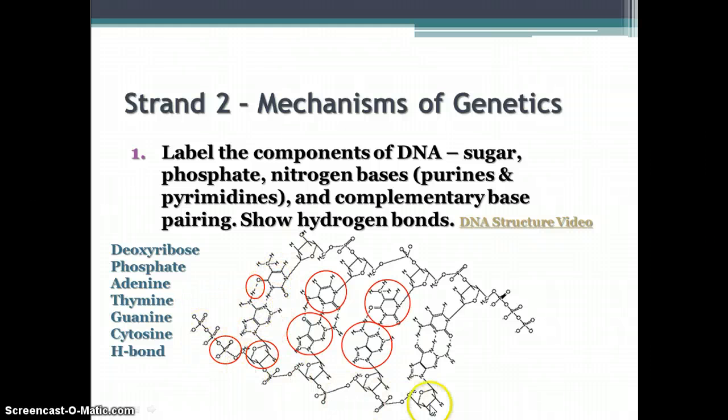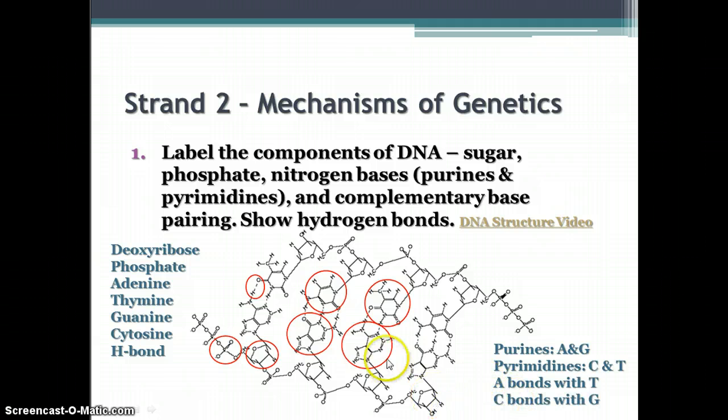So the sides of the ladder are made of the sugar phosphates, the rungs are made of the nitrogen bases that are paired together. The purines are adenine and guanine. Notice the purines have 2 ring structures, and the pyrimidines are cytosine and thymine, and so they have a single ring structure. Remember, adenine always bonds with thymine, cytosine always bonds with guanine. We always have a purine and a pyrimidine together.